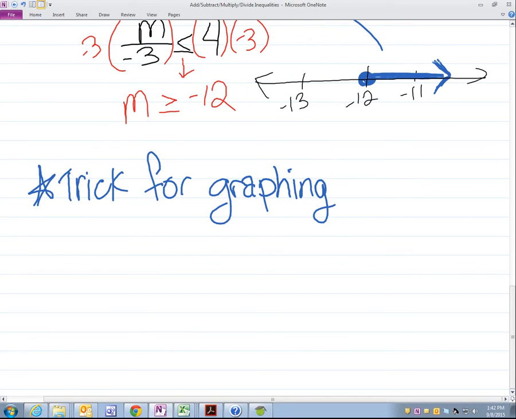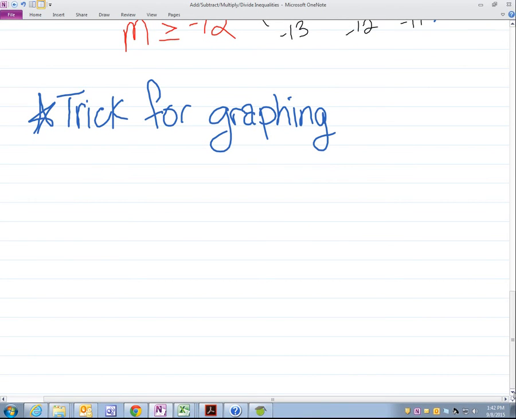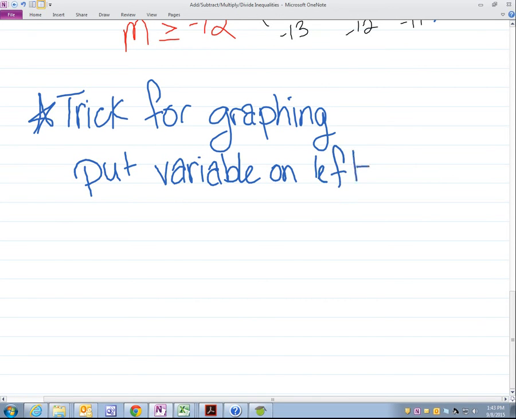Because this is for Stephen. Well, actually, it's for everybody, but Stephen's going to appreciate this. Trick for graphing: put the variable on the left. Trick for graphing, you put the variable on the left.